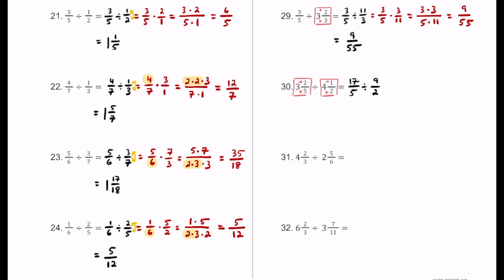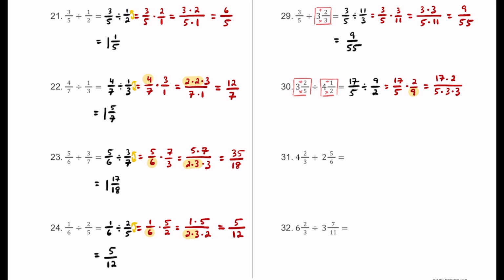Okay, so let's go ahead and rewrite this as a multiplication problem. So 17 over 5 multiplied by 2 over 9. Okay, so it looks like the only one that could be broken down is this 9 here. 9 breaks into what? 3 times 3, which doesn't match anything on top. So we actually know nothing will cancel out, but 17 is prime, 2 is prime, 5 is prime, and then 9 breaks into 3 times 3. Okay, so nothing too exciting.